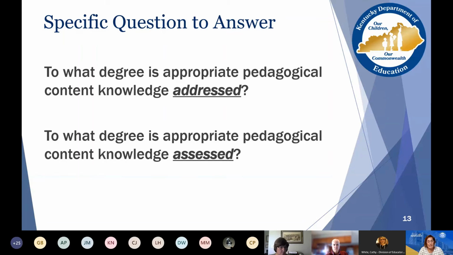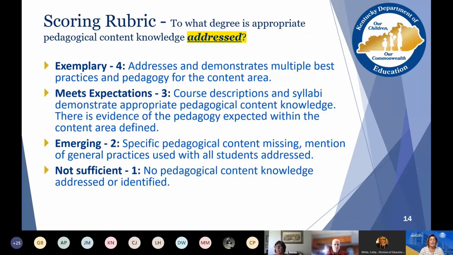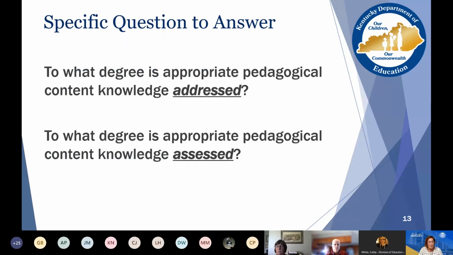Are they using things such as connecting the learning to students, using things in math such as concrete to abstract, problem solving? Are they using the language that's explicit in that particular content area? So the first question addresses to what degree is appropriate pedagogical content addressed? Again, not to the rubric yet, but back to the question of being addressed. Are there specific strategies and methods that are presented to the candidates? The second question talks about assessment. To what degree is the appropriate pedagogical content assessed?